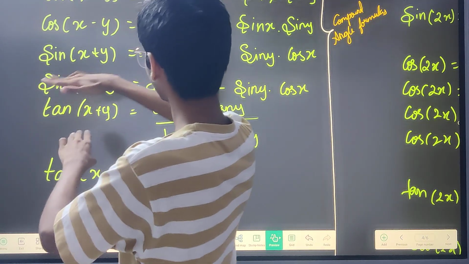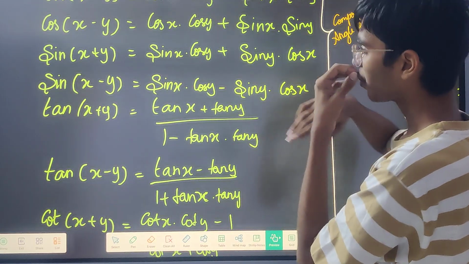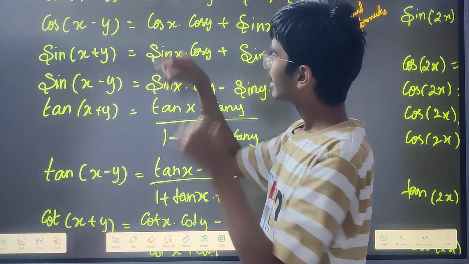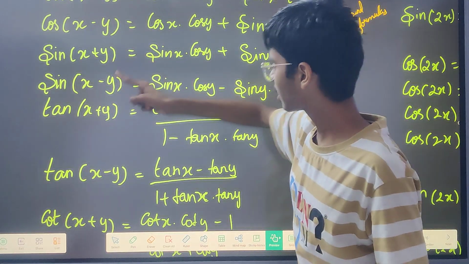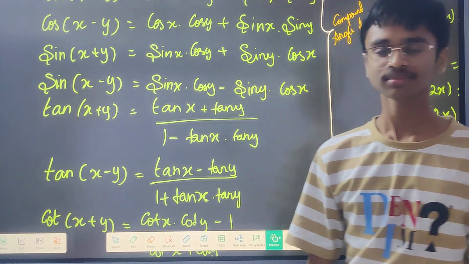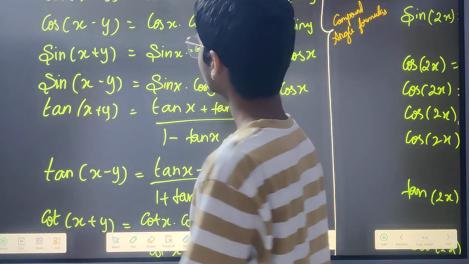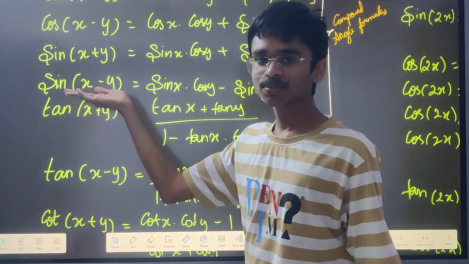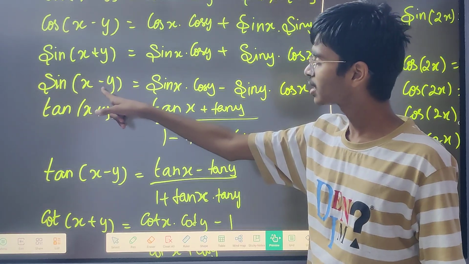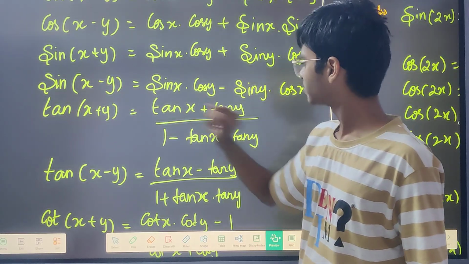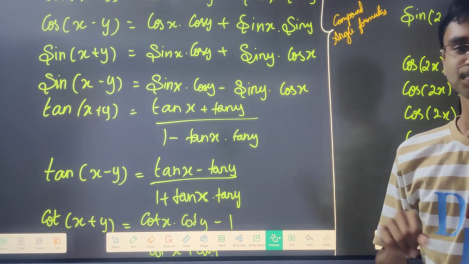Till here I think we have seen all these derivations. Here, just like we substituted plus y with minus y, you have to do the same thing, then you will be getting this formula. So what is going to be sin x minus y? It is going to be sin x cos y minus cos x sin y. Okay, minus cos x sin y.